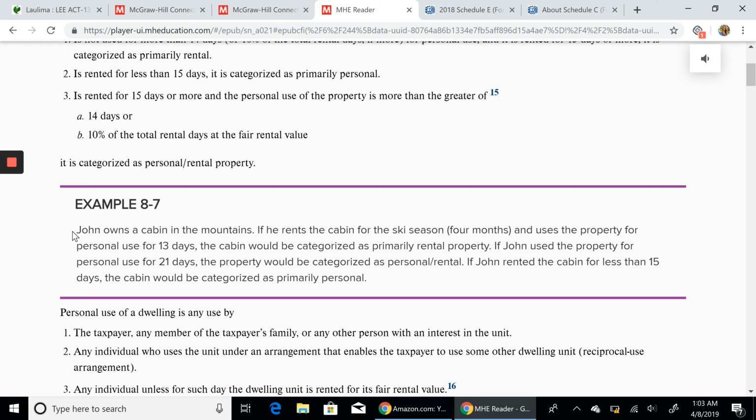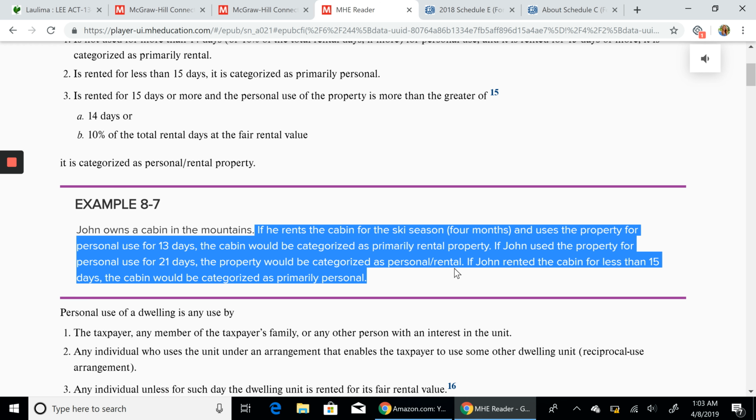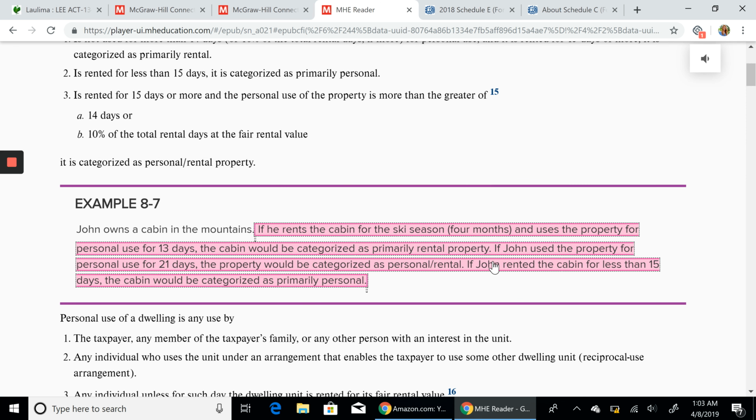So here's an example. John owns a cabin in the mountains. If he rents the cabin for the ski season, 4 months, and uses the property for personal use for 13 days, the cabin would be categorized as primarily rental property. If John used the property for personal use for 21 days, the property would be categorized as personal/rental. If John rented the cabin for 14 days or less, the cabin would be categorized as primarily personal.